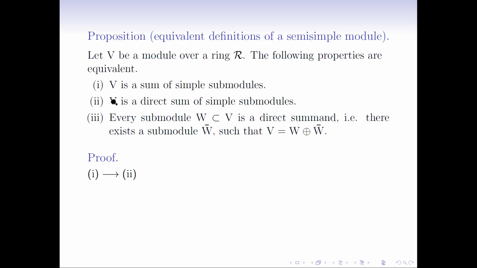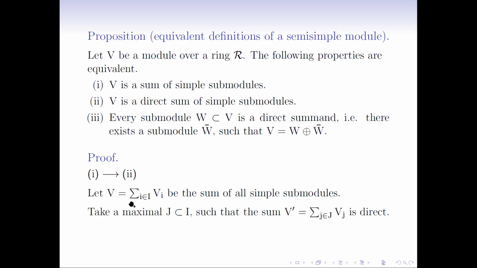So the proof, of course, it's easy to see that 2 is a particular case of 1. Let me prove that the first property implies the second one. Let's consider the sum of all simple submodules. So okay, let's assume that V is the sum of all simple submodules. It's not necessarily direct. So let's take a maximal subset J inside I such that the sum of V_j, where j belongs to J, is direct.